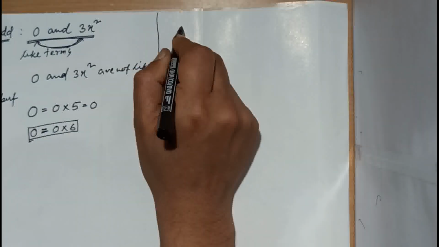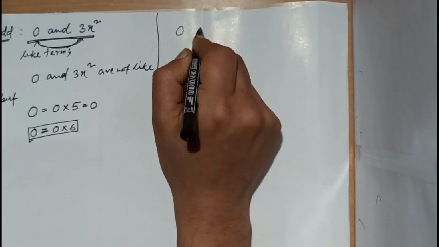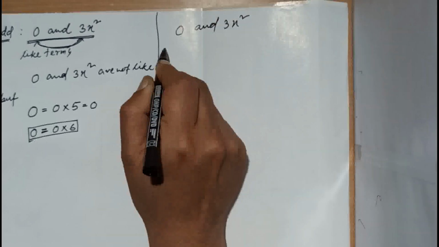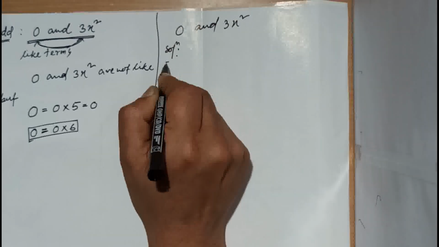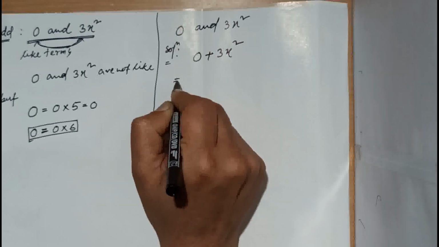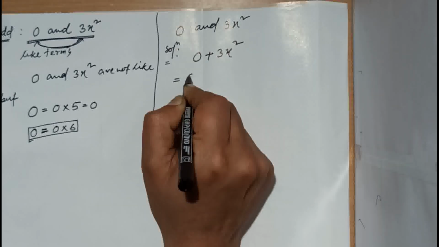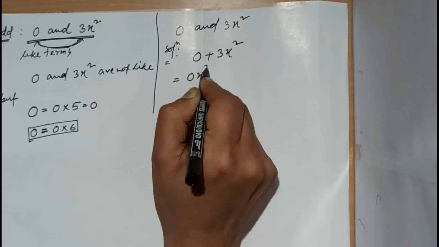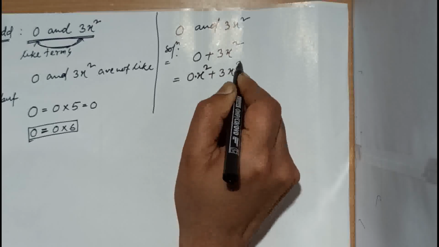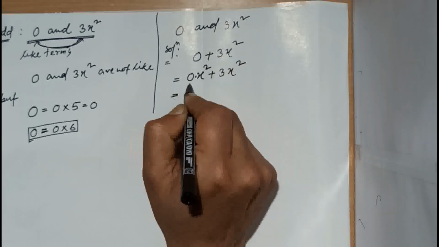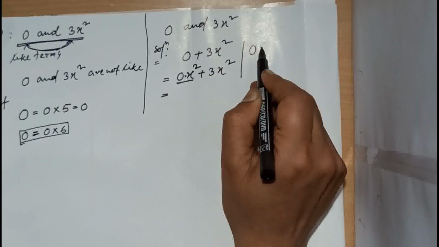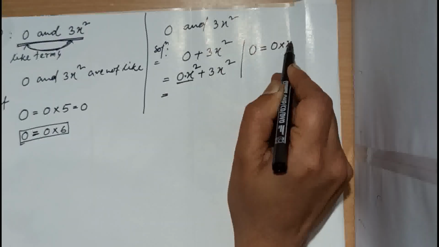So that means our question is this one. Now you just go check the question: 0 and 3x square. If you find the solution, 0 plus 3x square, but it seems that this is not like. So what we can do? We can write 0x square plus 3x square. So this 0 into x square means 0 only. So in place of 0 we can write 0 into x square.